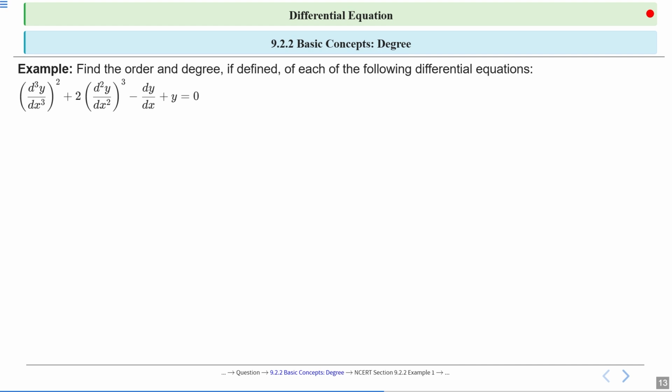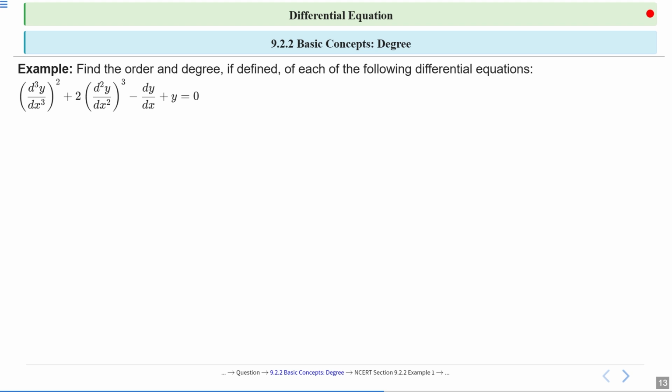So for example, find the order and degree, if defined, of each of the following differential equations. The given differential equation is (d3y by dx3) whole square plus 2 (d2y by dx2) whole cube minus dy by dx plus y equal to 0. So this is an ordinary differential equation. Why? Because there is only one independent variable and one dependent variable. Y only depends upon x. Okay. So this is an ordinary differential equation with one variable.